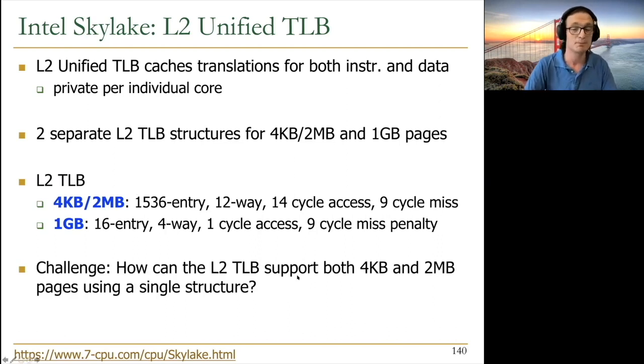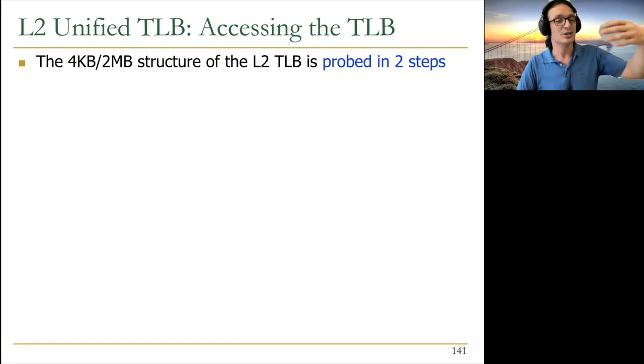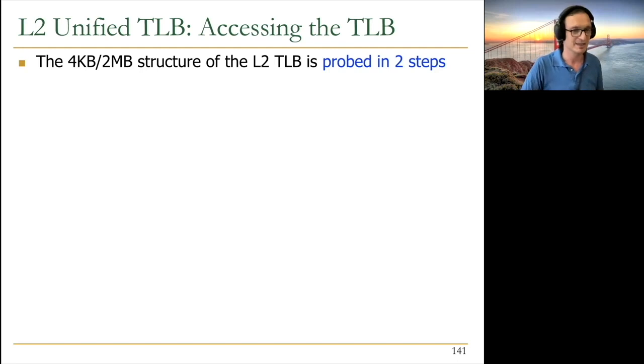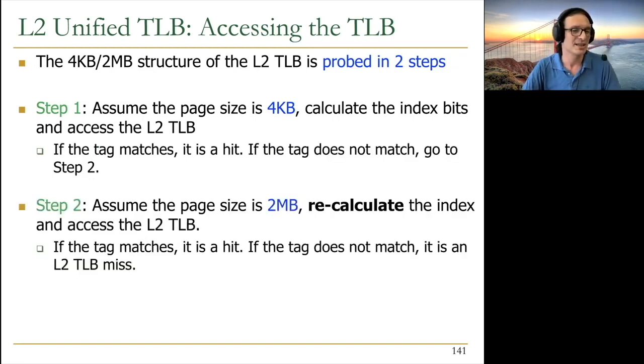Of course, the question is, how can you support both 4 kilobyte and 2 megabyte pages using a single structure? There's not enough detail on this, but you can imagine, we discussed this actually when we talked about associativity in time. You basically index the TLB once using a 4 kilobyte index. And then if you miss, you index the TLB again. Okay, that's the idea basically. There are 2 steps. In time, you index the TLB assuming different page sizes. If you hit in the first step, that's good. Then it's a 4 kilobyte page. If you miss in the first step and hit in the second step, then it's a 2 megabyte page. If you miss in both, then you need to do the page table walk.